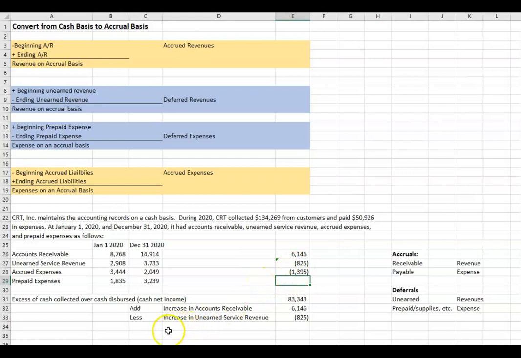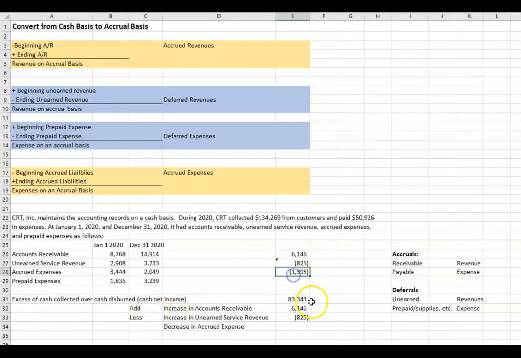And we're going to come over here and say that this was an increase in accrued expenses because it went, no, actually, I'm sorry, it was a decrease. It went from 3 down to 2. So we're going to say decrease in accrued expense. All right, and then let's think about what that does.